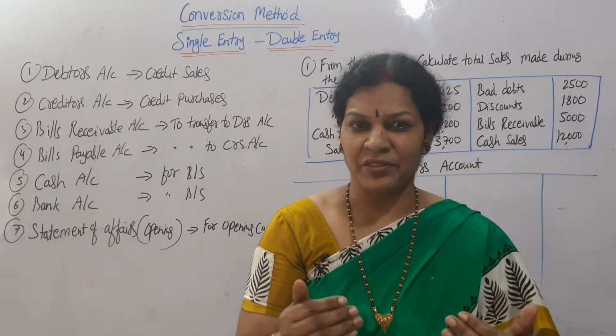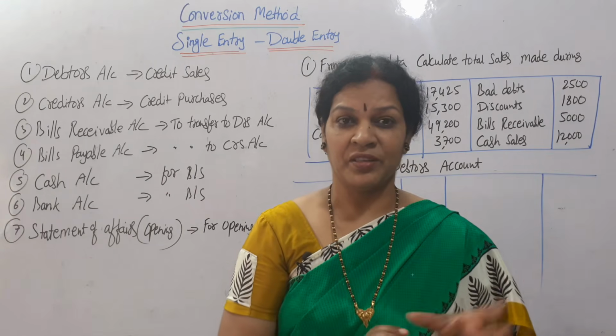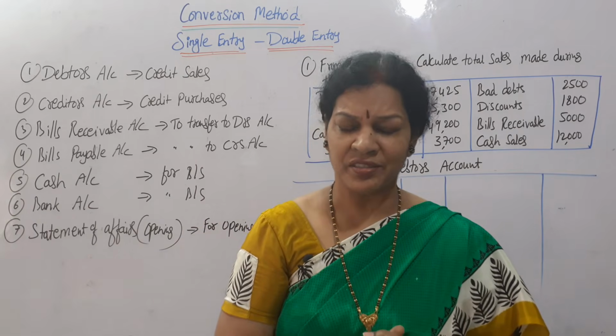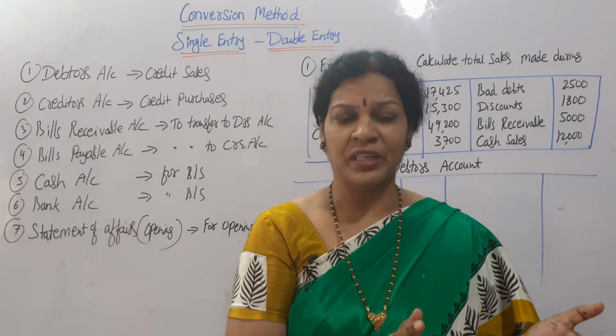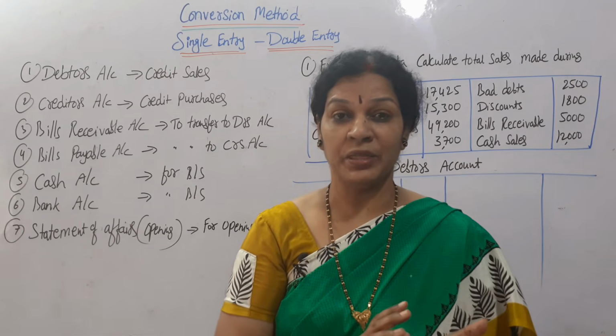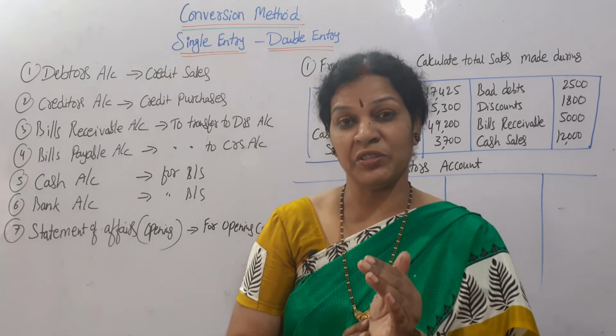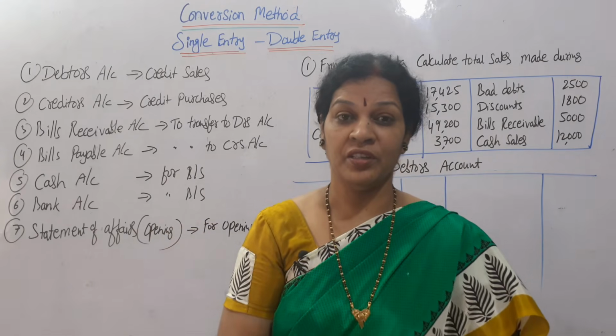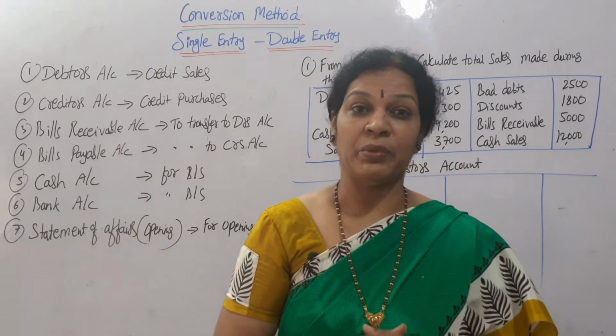Now today's class we will see the conversion method: single entry to double entry. How to convert it? Half information is given, incomplete information is given. That we can convert into double entry, meaning whatever information is given, from that we are going to extract the needed information so that we can prepare the double entry system.